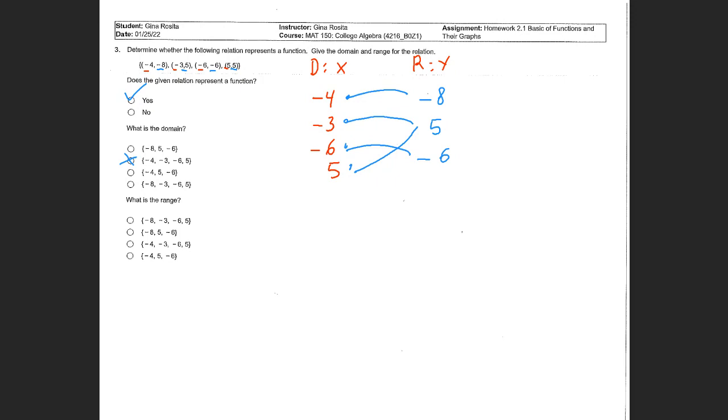How about the range? Negative 8, 5, negative 6. Okay, do you follow this one? I think you follow. Just remember domain is X, range is Y.